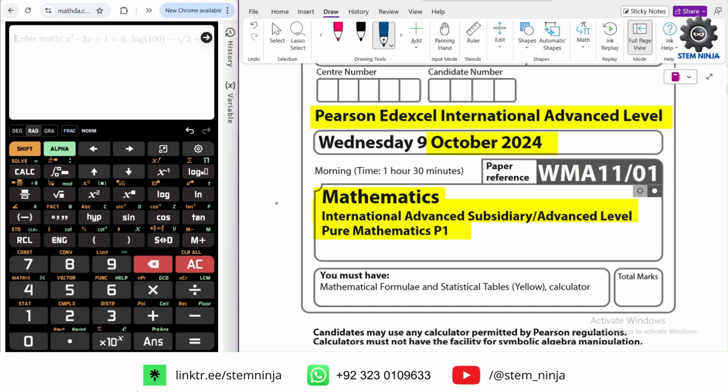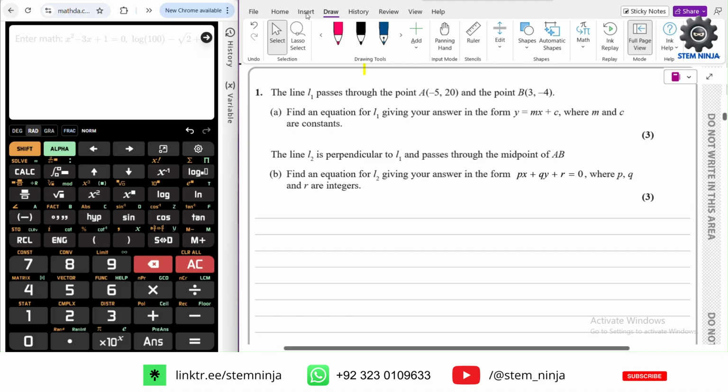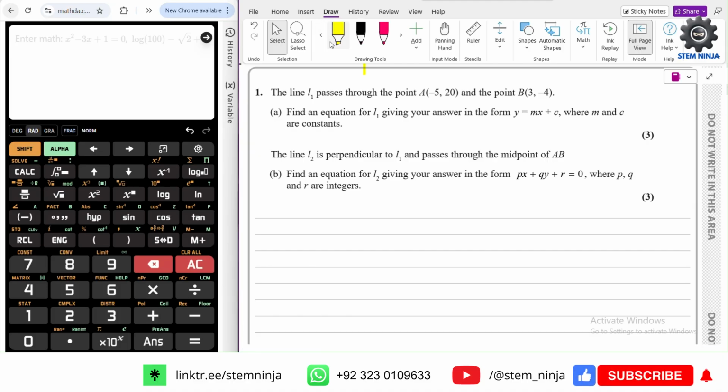Today we're going to talk about the P1 from the October-November 2024 series. The line L1 passes through point A (-5, 20) and the point B (3, -4). Find an equation for L1 giving your answer in the form y = mx + c.